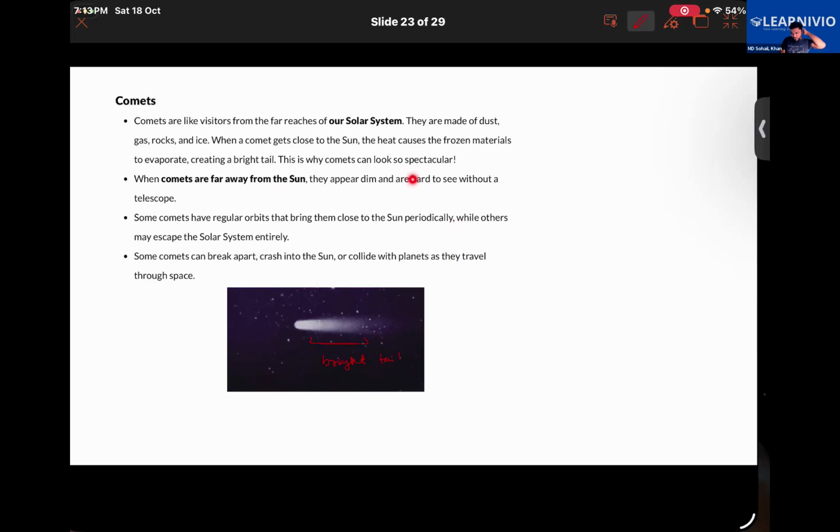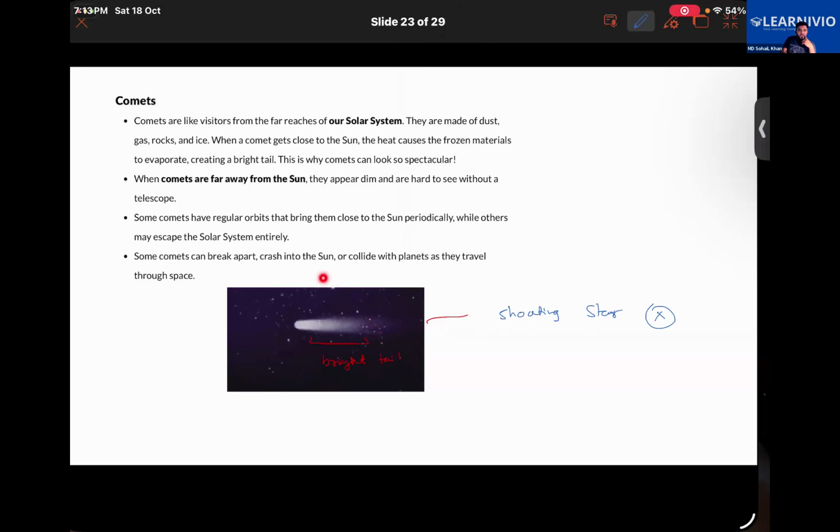It looks very spectacular. It's very mesmerizing to look at in the sky. You might have seen the videos of this comet. People call them shooting stars, but it is wrong to say that, because they are not stars. They are basically tiny objects made up of dust, gas, rocks, and ice, while some of them can be quite big in size.